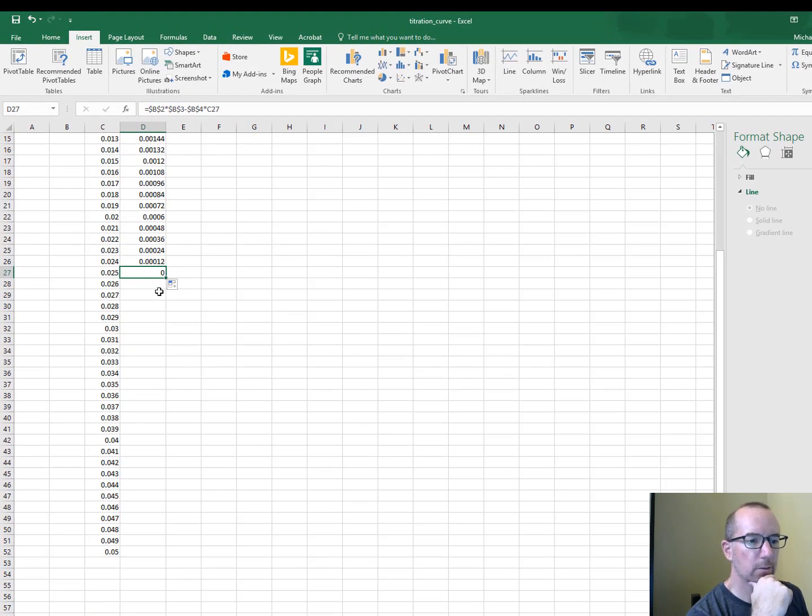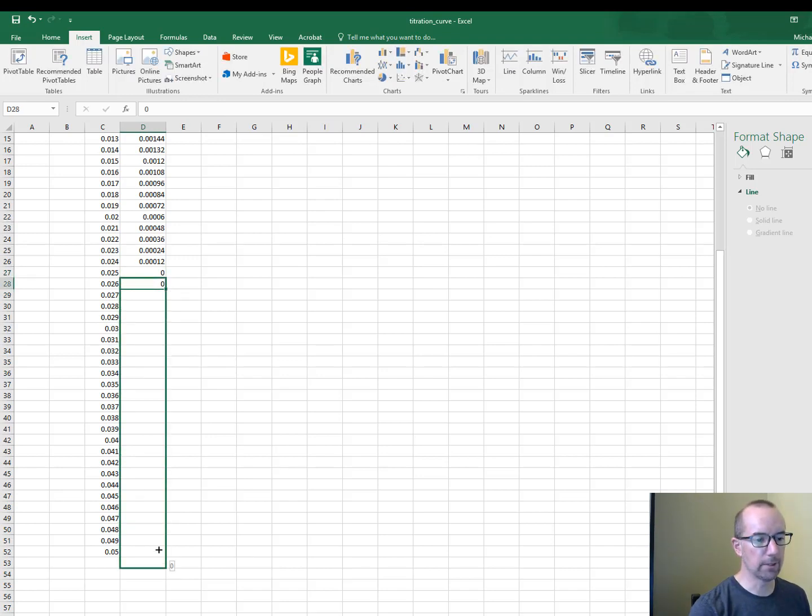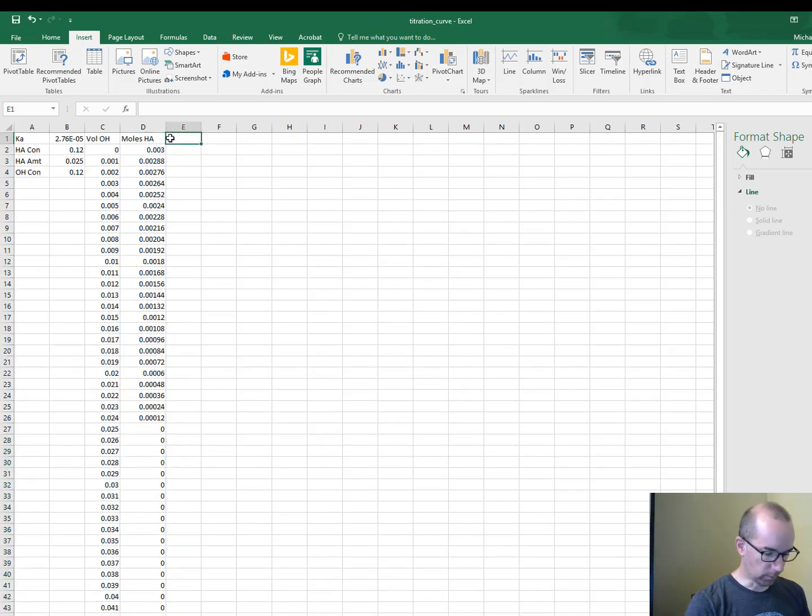So the first thing I want to do is realize that from here on out, after this point, I have no more moles of acid. So I'm just going to put in a 0 here. And then I'm going to grab this and drag that down because I have no more moles of HA left. And now I want to keep track of moles of A minus.